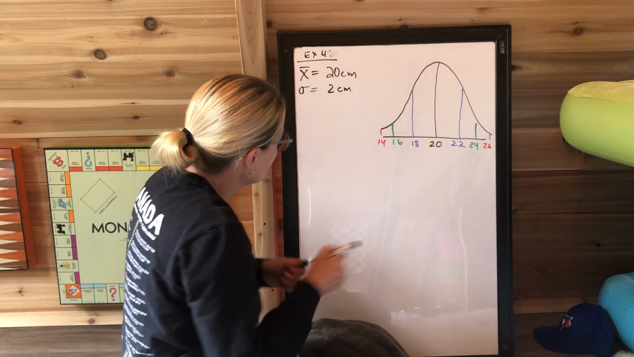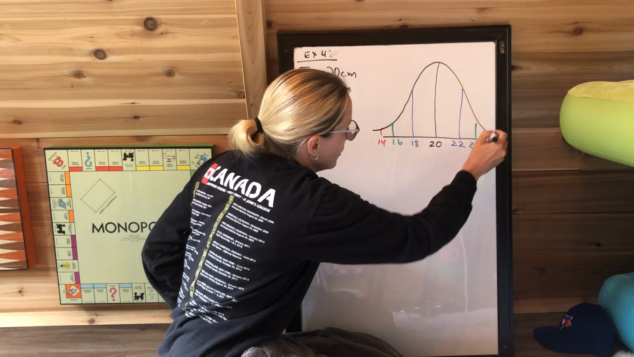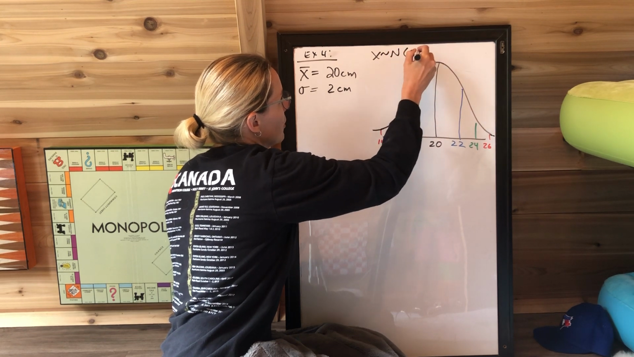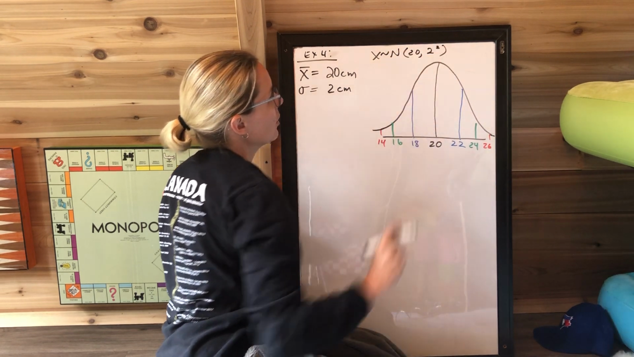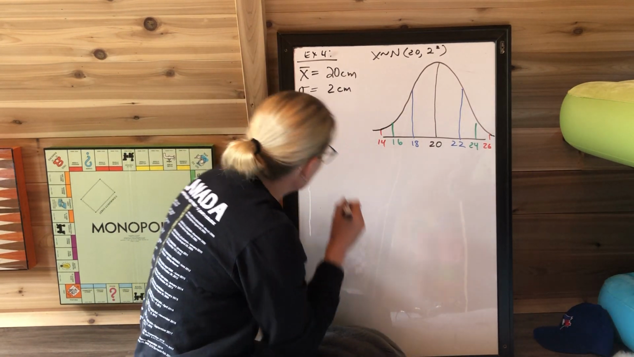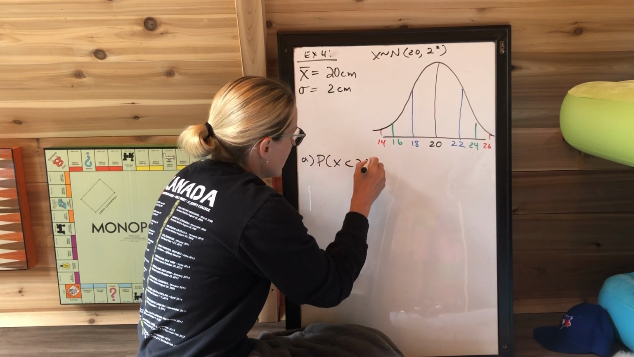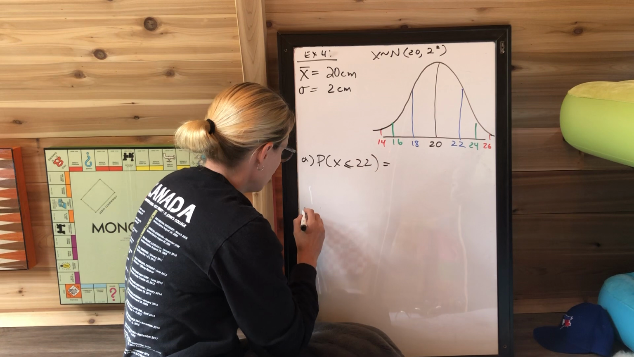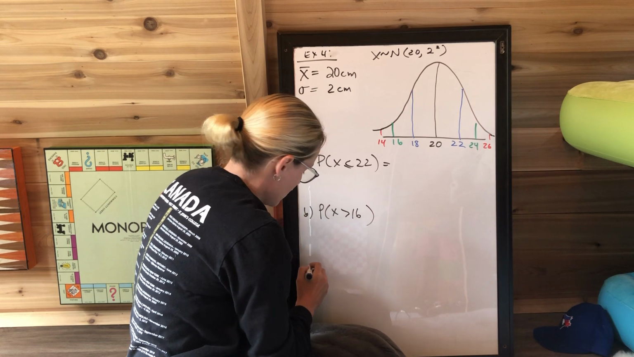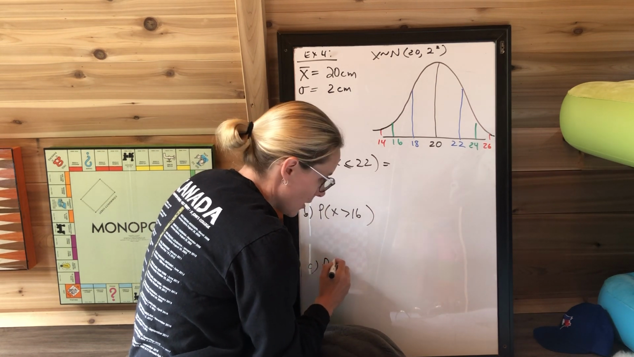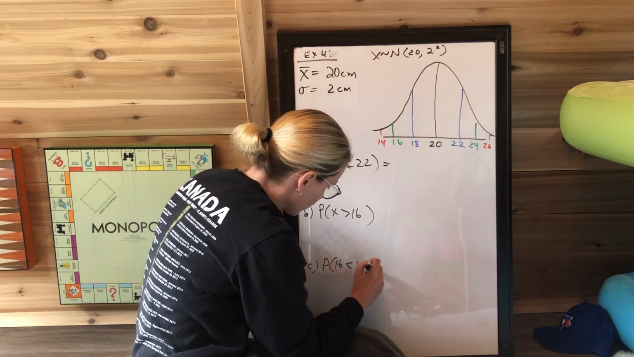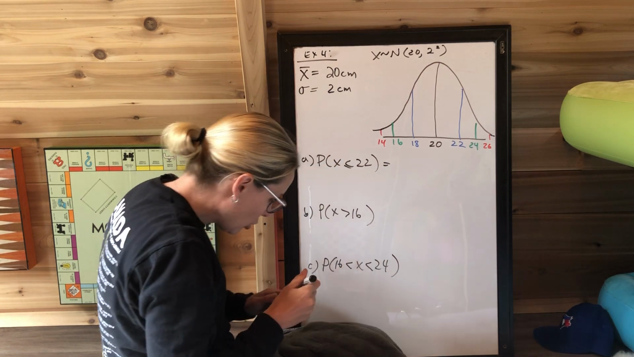If you were looking at this curve, make the tail go a little bit further to make it look accurate. Okay, and again, if this is a truly normal distribution with a mean of 20 and a standard deviation, remember we write that 2 squared, then this is what it would look like. The questions they have asked are the following. Find the probability that's less than or equal to 22. Find the probability that it's greater than 16 centimeters. And find the probability that it is between 16 and 24. So you're going to look at all of those scenarios.